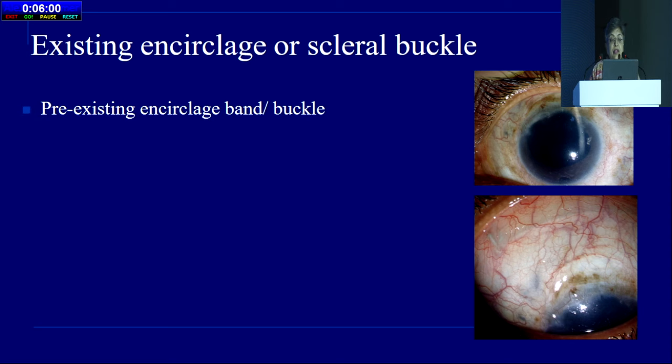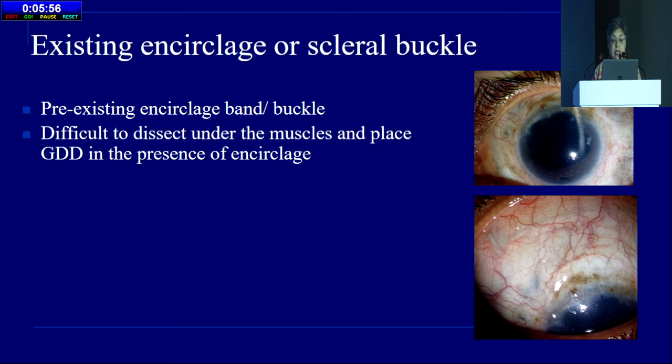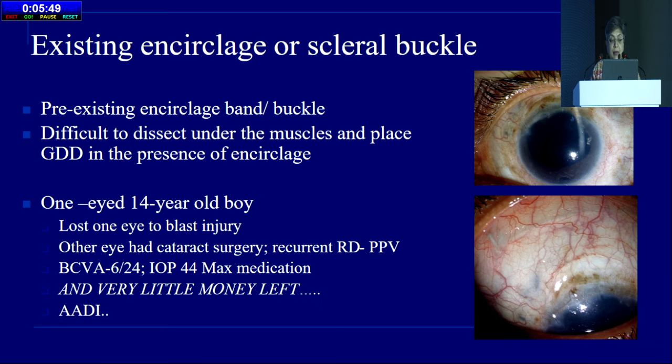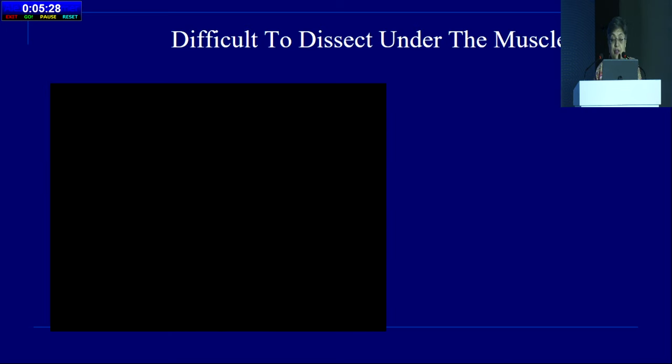The problem is if you have an existing encirclage or scleral buckle. So this is a case with a pre-existing encirclage band. It's difficult to dissect under the muscles and place a drainage device in the presence of a band. So this 14-year-old boy had lost one eye to a blast injury, the other eye had cataract surgery and then recurrent RD and then underwent a PPV. His best corrected vision is 6/24. Pressures are 44 and very little money left. So we requested Aurolab, and they gifted us with an implant for us to put in.